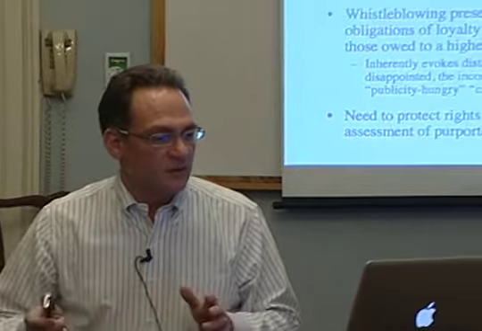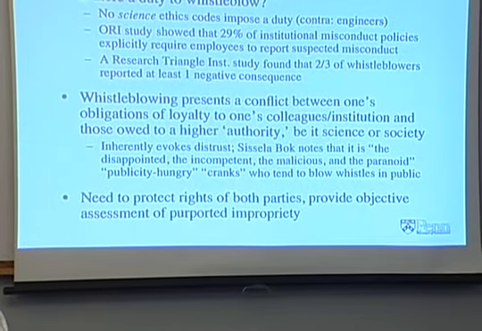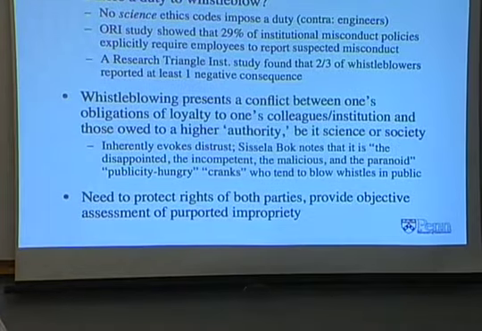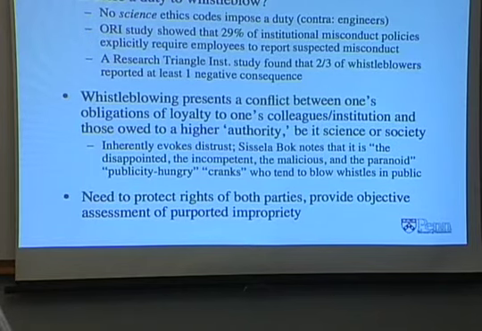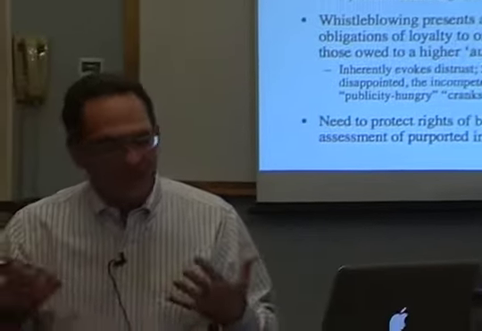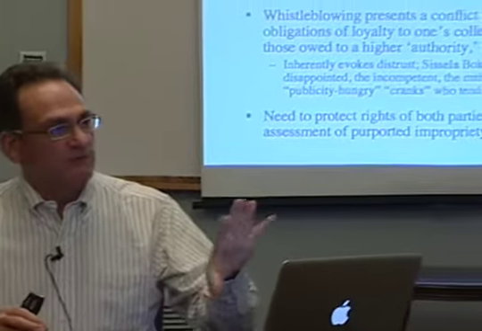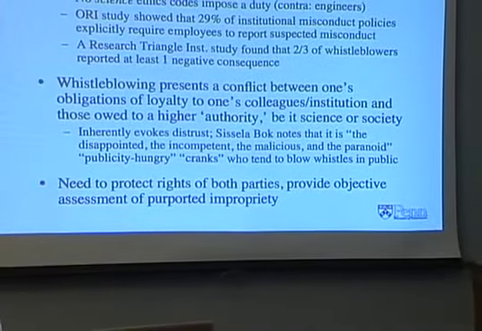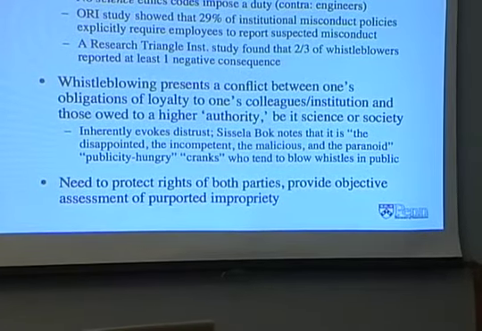Whistleblowing presents a conflict between one's obligations of loyalty to one's colleagues and institution and those owed to a higher authority, such as the public, right? Be it science or society. It inherently evokes distrust. When somebody's a whistleblower, it's like, well, what is it about them, right? And Cicely Bok wrote about this, and she said, it's the disappointed, the incompetent, the malicious, and the paranoid, publicity-hungry cranks who tend to blow whistles in public. And unfortunately, that's our perception of people, so it's a disincentive for people to do it. And when people do blow the whistle, there's a very strong need to protect the rights of both parties. You have to protect the accused as well as the whistleblower. And unfortunately, we are not good at protecting the whistleblower.